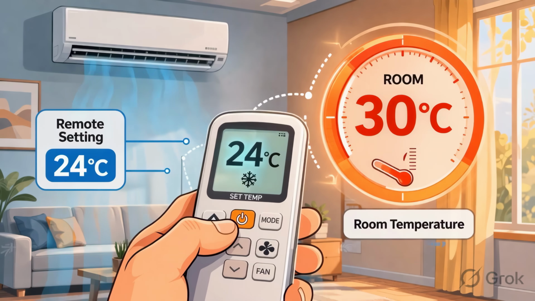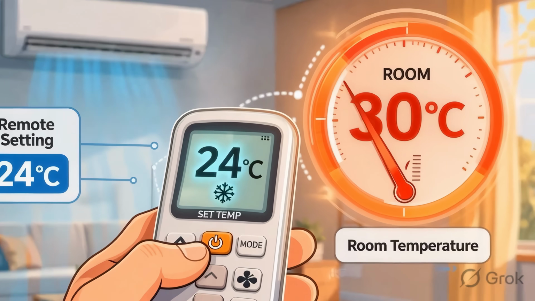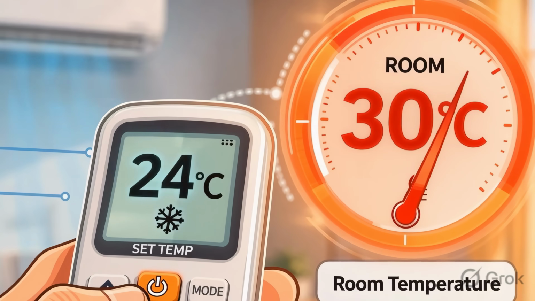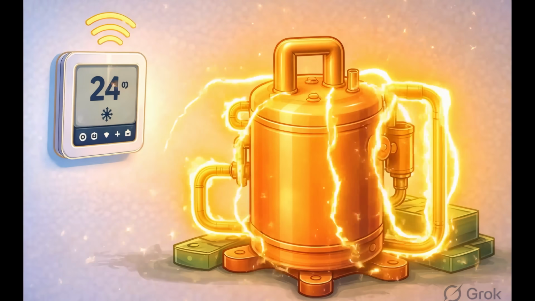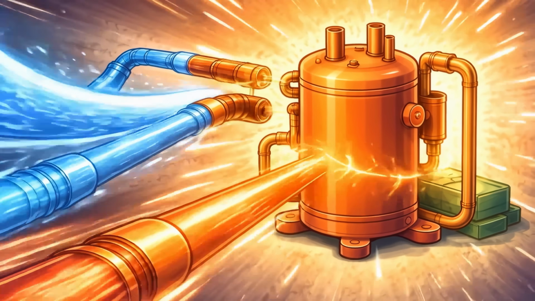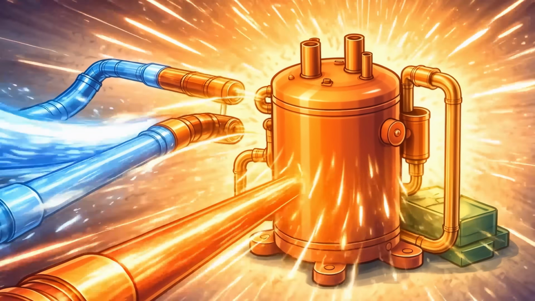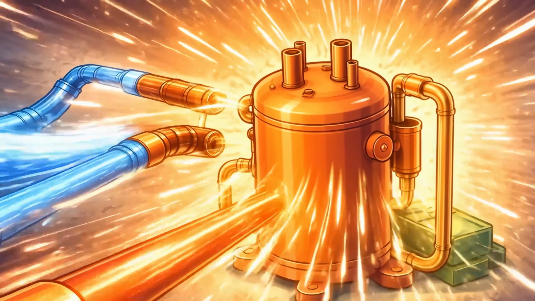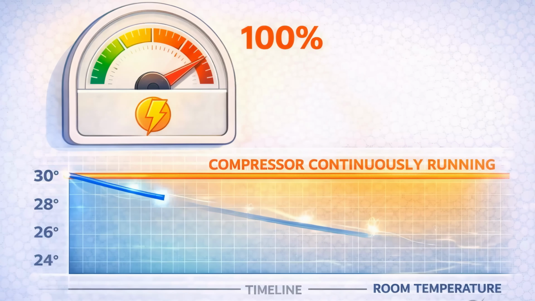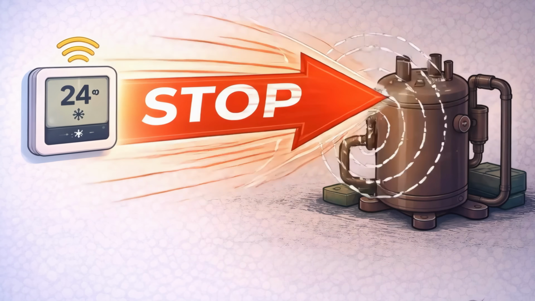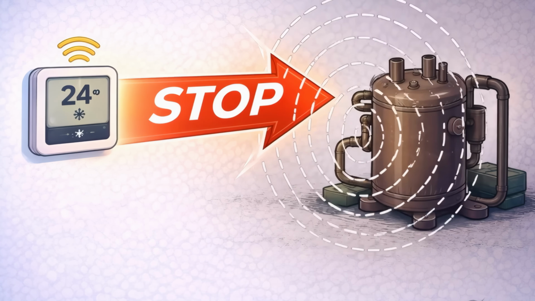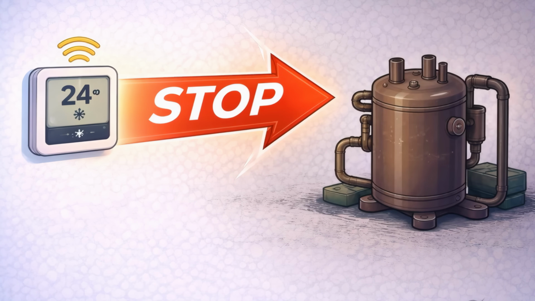When you set your non-inverter AC to 24 degrees Celsius, the machine looks at the room. If the room is 30 degrees, the thermostat sends a signal to the compressor, go. The compressor kicks on at its absolute maximum capacity. It's pushing the refrigerant as hard as it possibly can. It stays at that 100% power level until the room reaches exactly 24 degrees. Once it hits that target, the thermostat says, stop. The compressor shuts down completely.